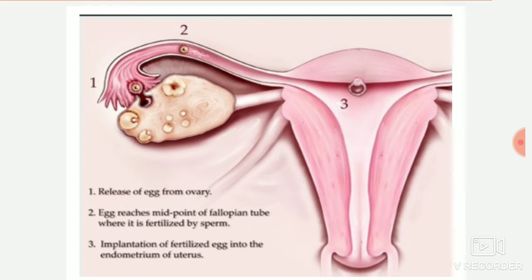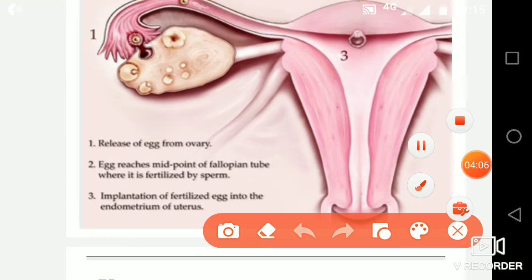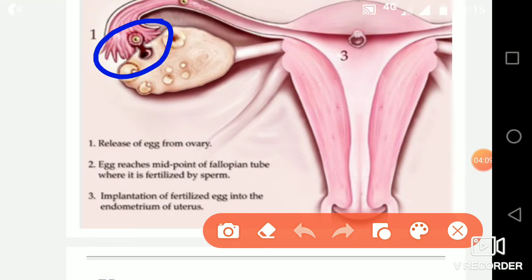Here you can see this. It is clearly visible that the egg is released by the ovary. This is the ovum released by the ovary and it is received by the fimbria. So these are the fimbria, this finger-like structure present at the ovary. After that, in the fallopian tube there are lots of cilia which will beat the egg and take it along, to the middle of the fallopian tube, where fertilization will take place. After fertilization, what will happen?